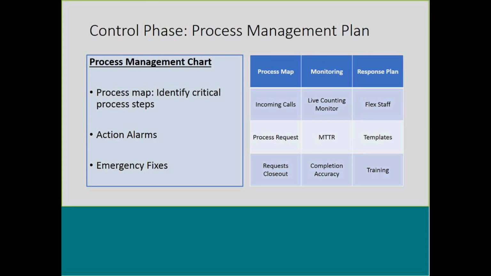In this example, we have the process map listed out in the left column. You have an incoming call, you're going to process a request, and then you're going to close out a request. A very simplified process map, but again, process maps live in all levels. In the middle column, we have how we are monitoring each of these critical steps within our process map. For incoming calls, we might have live counting or a ticker.